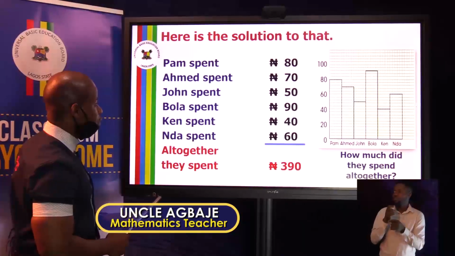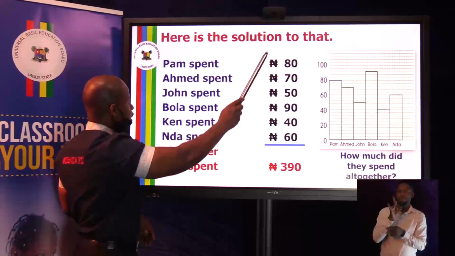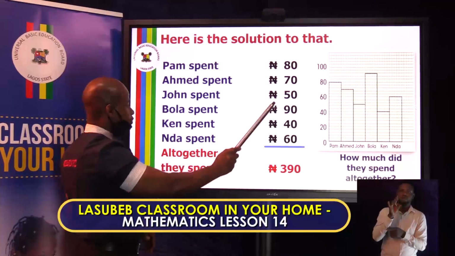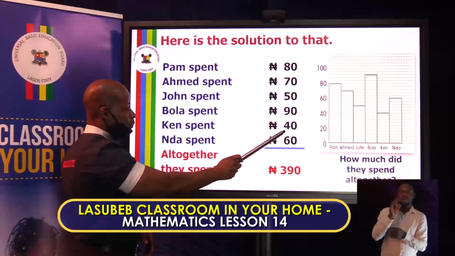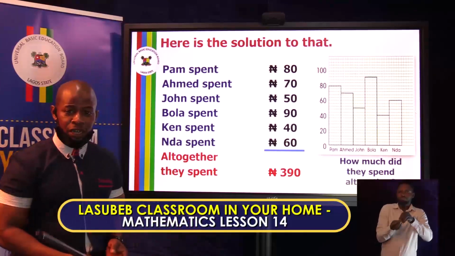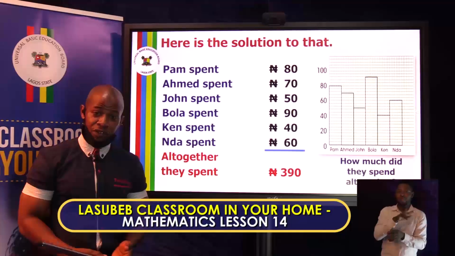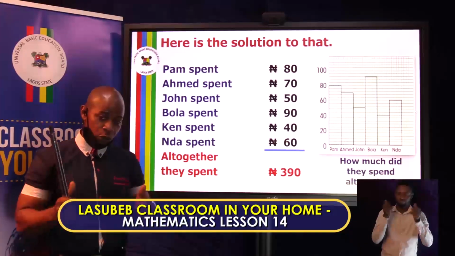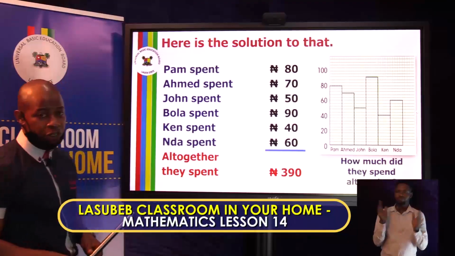And you see, my friend, Pam spent 80, Ahmed spent 70, John spent 50, Bola spent 90, Ken spent 40 naira, and Unda spent 60 naira. And when you had this, I believe you got 390, my friend. If you did, then I thumb praise you, and you deserve a big cheer.